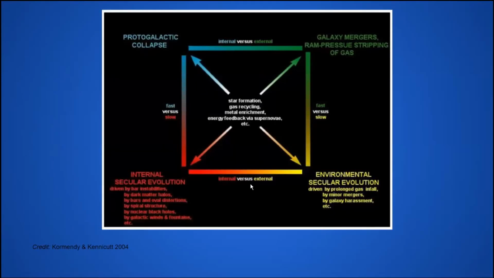Right. So let's try to simplify the evolution of galaxies. Different processes are fast and external. Some are fast and internal. Some are slow and internal, which is star evolution, and others are slow and external, like mergers.